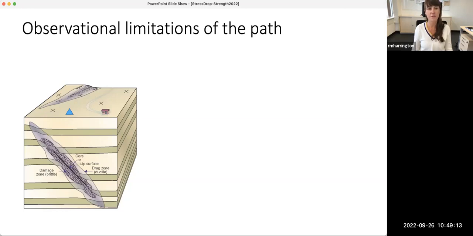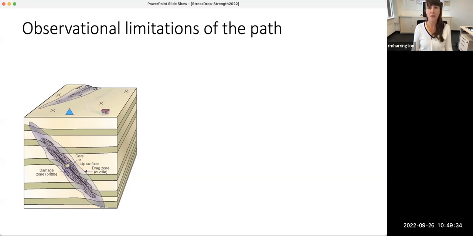So here I have, for illustration purposes, a schematic diagram of a fault. I'm assuming probably all of us have seen a real fault in the field and know that the planar source model is not very realistic, and that faults are more like fault zones, and that we have this fault core and damage zone structure around faults.